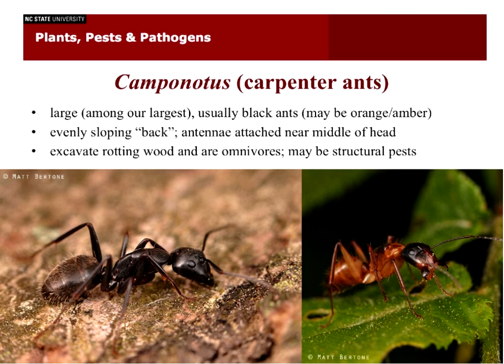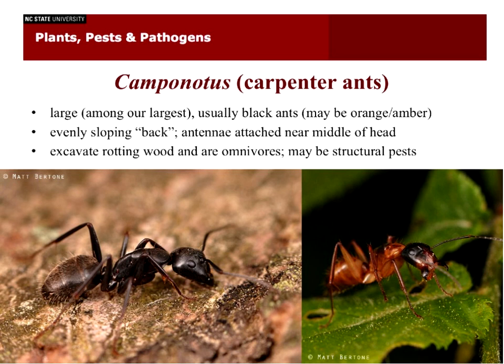Okay, the first genus is Camponotus. This is one of the largest genera in the world. And these are commonly called carpenter ants. These are large ants, as most of you know, among our largest ants, and they're usually black ants, although they may be orange, amber, or red, depending on where you are. But most of them are going to be black, the ones you see.